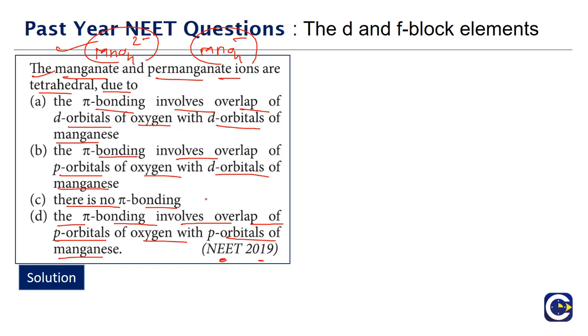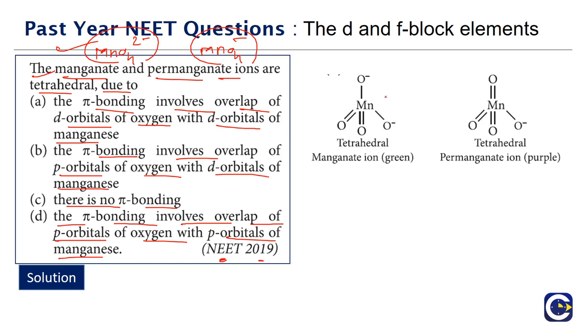So option C is saying that there is no pi bonding. If you look at the structures of both these, this is the manganate ion, which is MnO4 2-, and this is the permanganate ion, MnO4-. Now in MnO4 2-, what do we see? The central manganese is forming two pi bonds with two oxygens, and the other two O-, it is only forming a single bond.